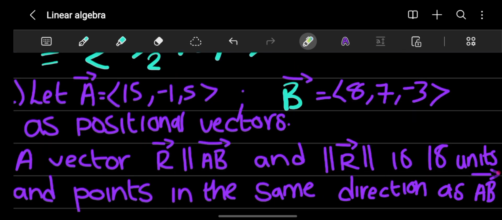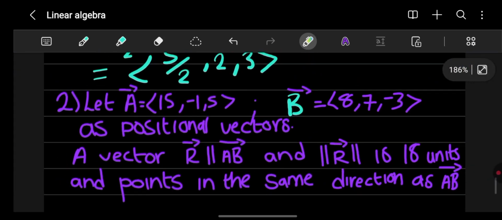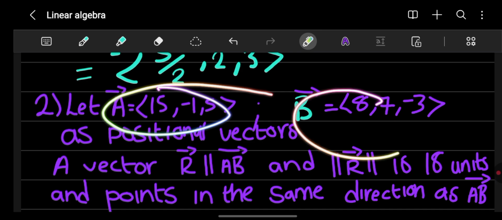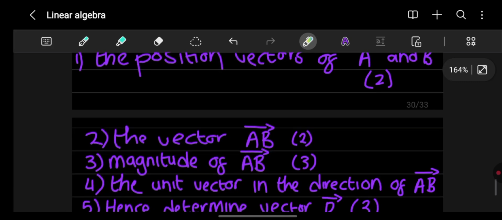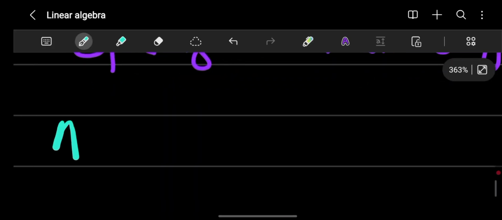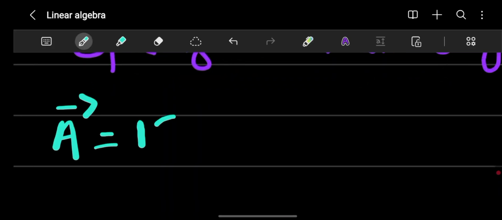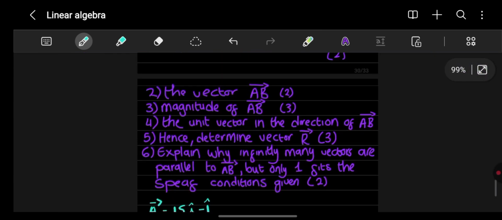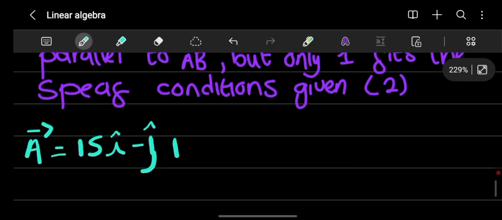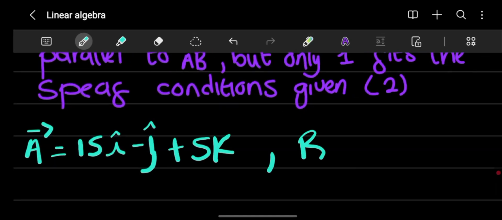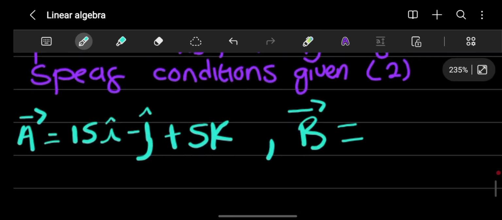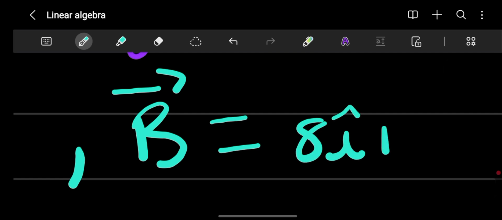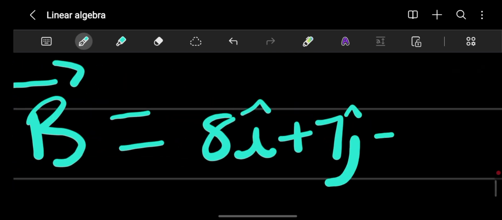The next question is: vector A is this, vector B is that, and they are positional vectors, so we have to change these two to positional vectors. I'm just going to do it here on the bottom. A is 15, negative 1, and 5. So vector A is 15i, negative j, plus 5k. And vector B is 8i, 7j, negative 3k.